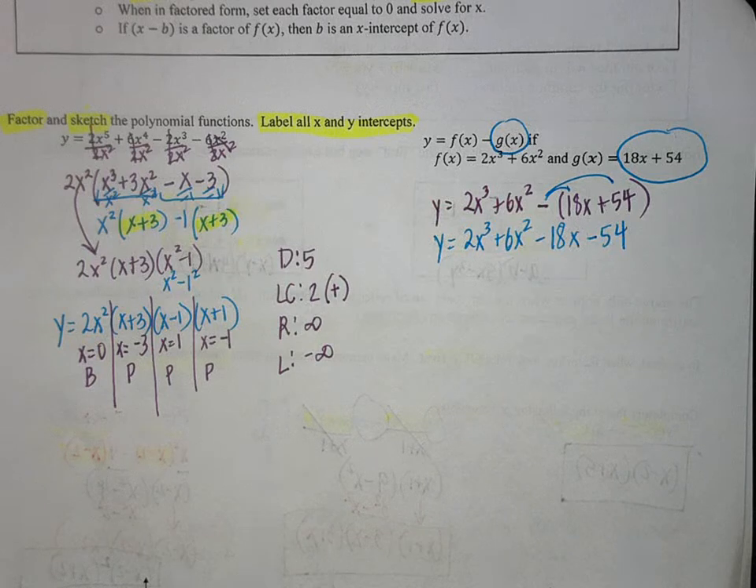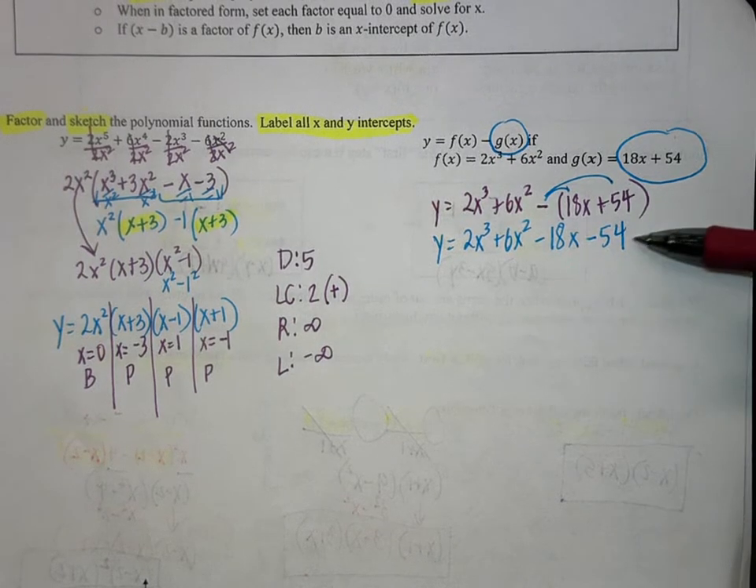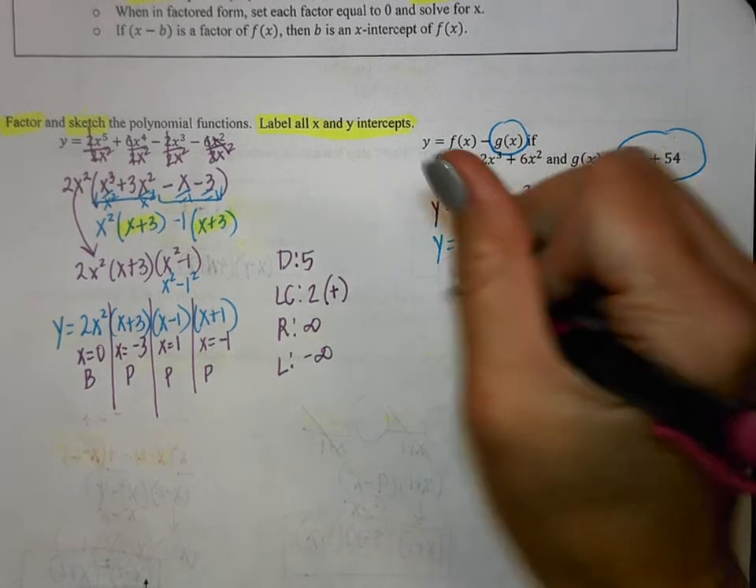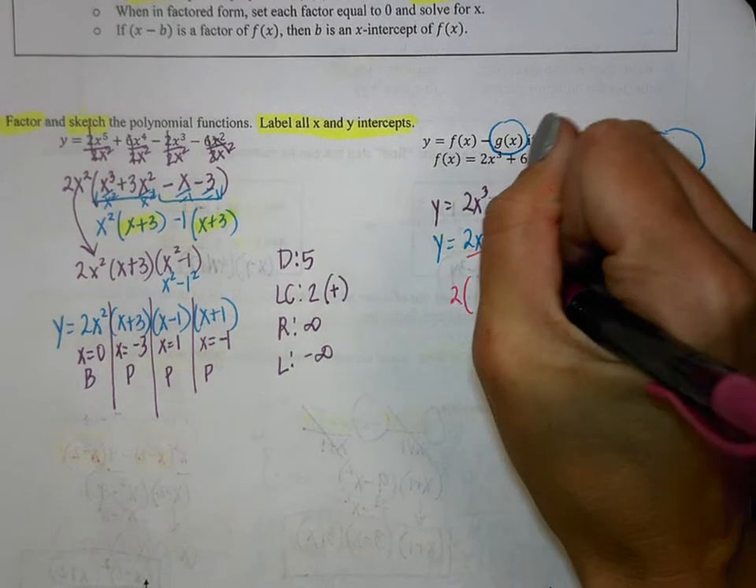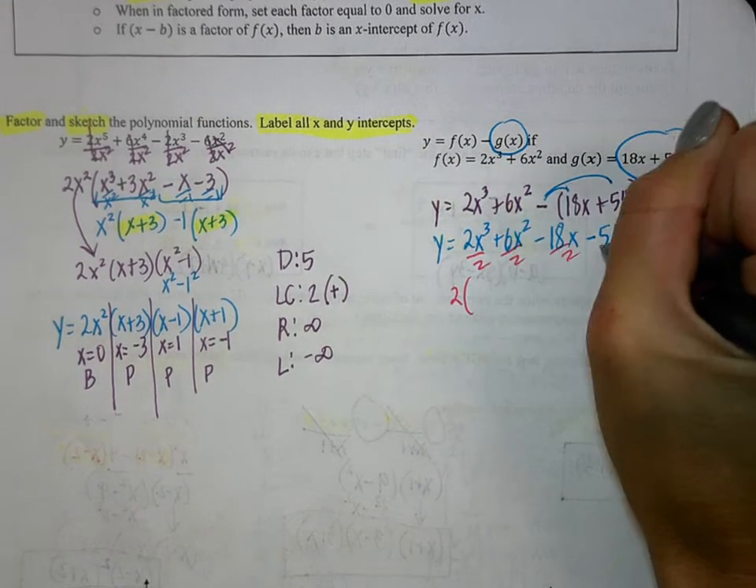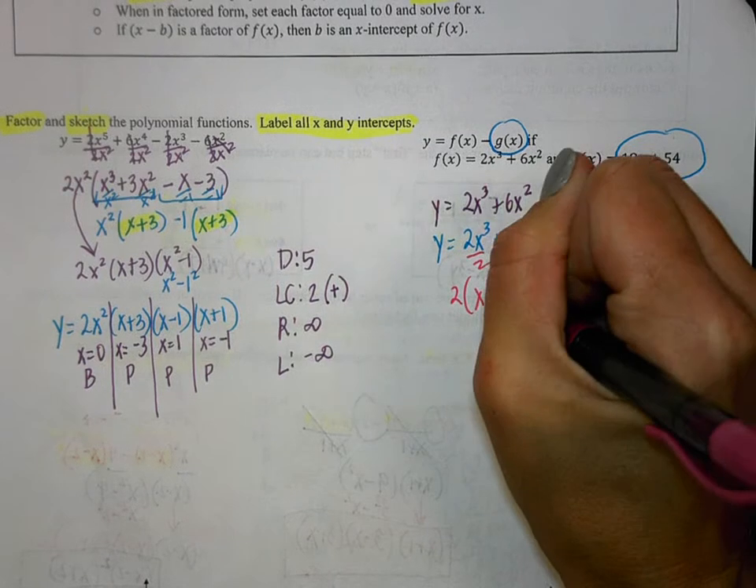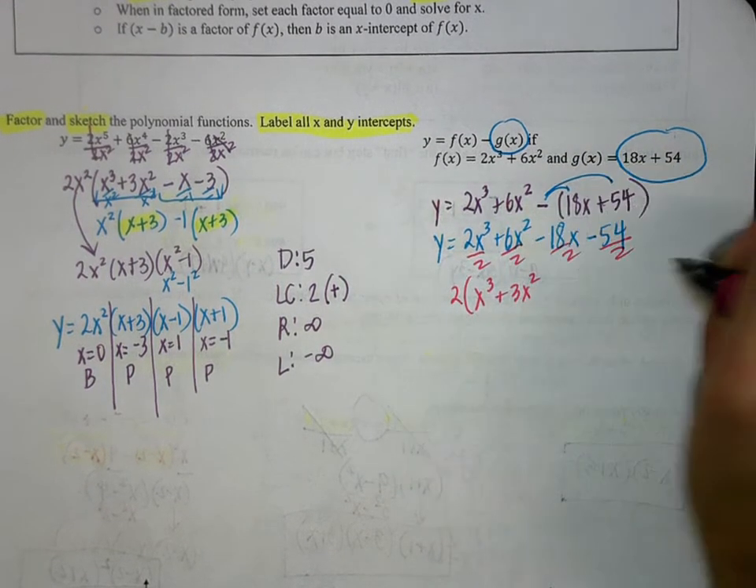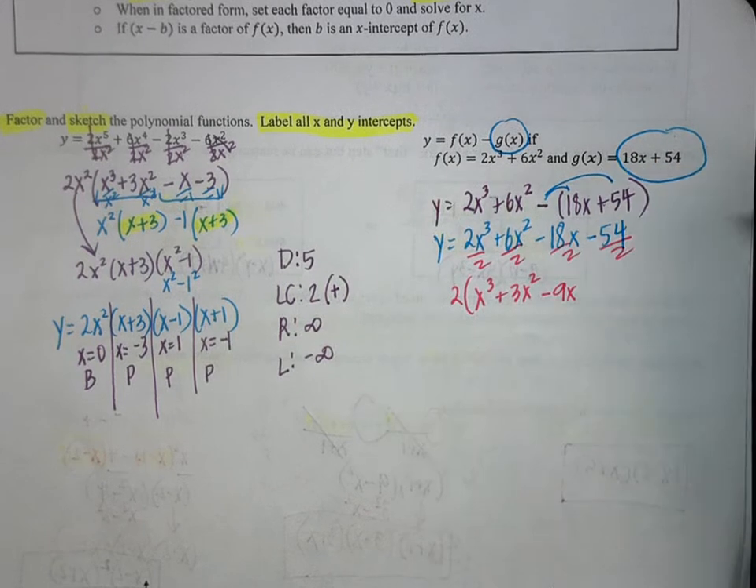Looking at the numbers, is there a GCF? What is it? 2. Is there a GCF with the letters? No, because there's no letter here on this last term, so we can only take out a GCF of 2. So we factor out the GCF of 2, we divide each of these by 2, and we're left with x cubed plus 3x squared minus 9x minus 27.